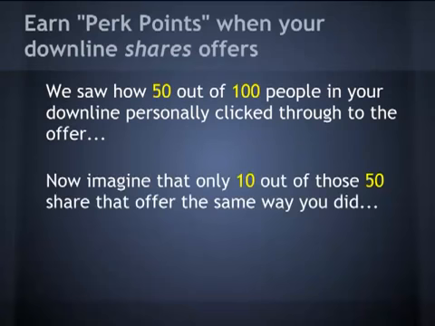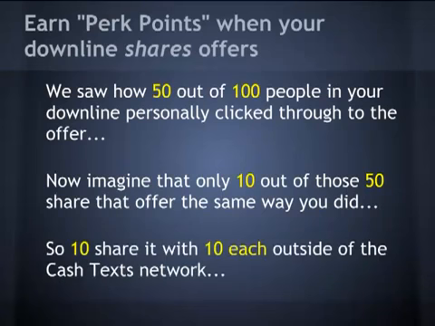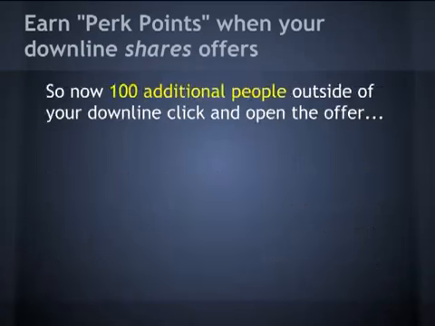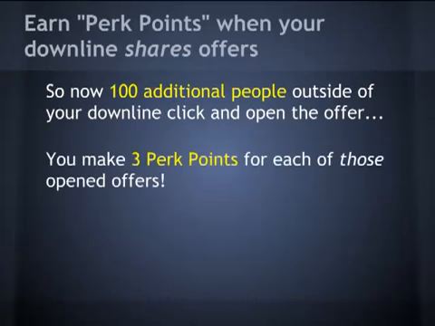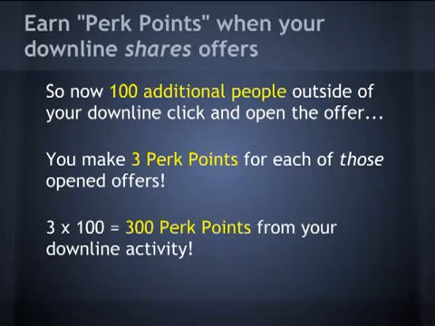Now imagine that only 10 out of those 50 share that offer the same way you did. So 10 share it with 10 each outside of the CashText network. So now 100 additional people outside of your downline click and open the offer. You make 3 perk points for each of those open offers. 3 times 100 equals 300 perk points from your downline's activity.